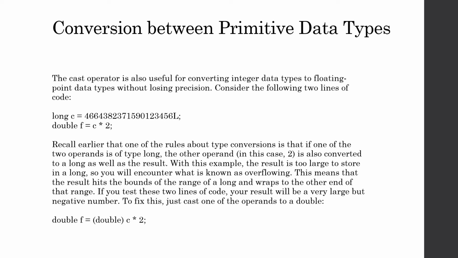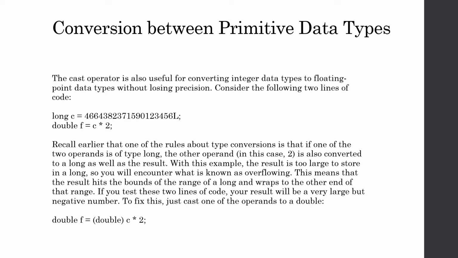And as I noted before, if you're working with a long, and in this case 2, which is an int, if you're doing any kind of math operation with those 2 data types, both things will be treated as a long and the result will be treated as a long. But if the result is being treated as a long and this result is too large to actually fit inside of a long, then we run into kind of the same problem that we had when we tried to take 1100 and store that into a byte.